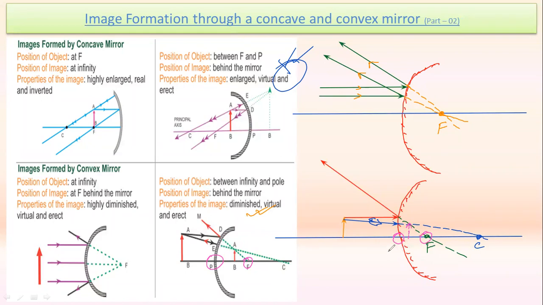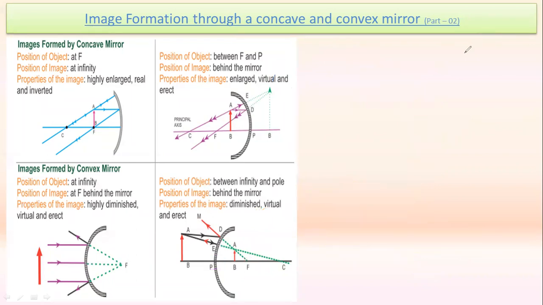So whenever the object is placed in front of a convex mirror at any position instead of infinity, again I'm repeating this, its image will always form on the other side of the mirror between pole and focus, where the image is going to be virtual, smaller in size and erect. So these are the characteristics which you need to remember with the image formation.